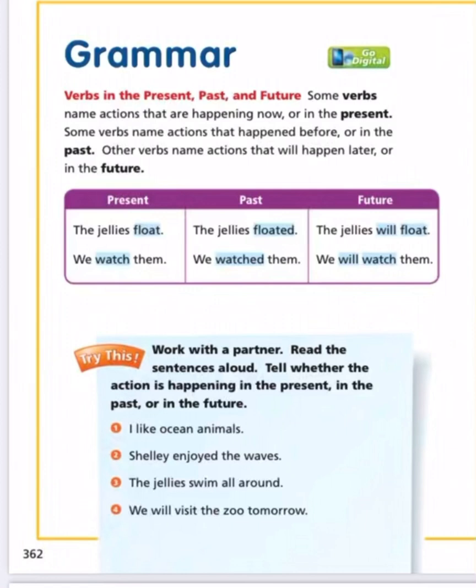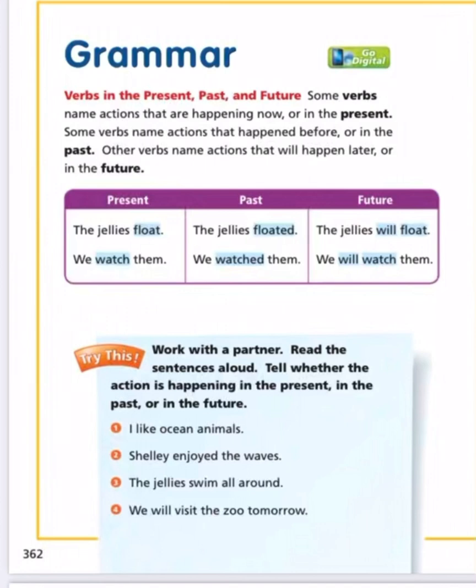Grammar. Verbs in the present, past, and future. Some verbs name actions that are happening now, or in the present. Some verbs name actions that happened before, or in the past. Other verbs name actions that will happen later, or in the future. Present: The jellies float. Past: The jellies floated. Future: The jellies will float.